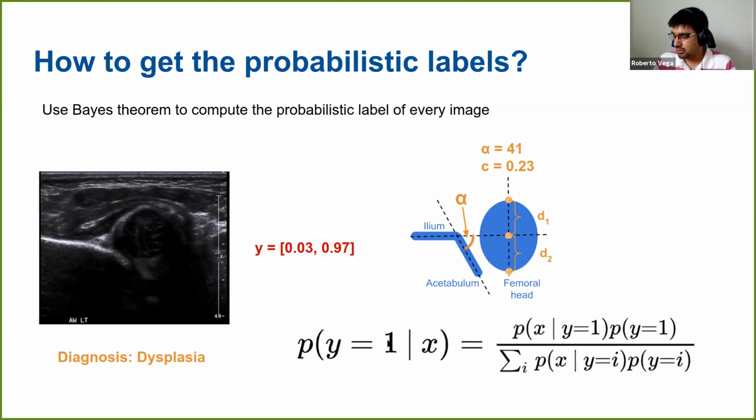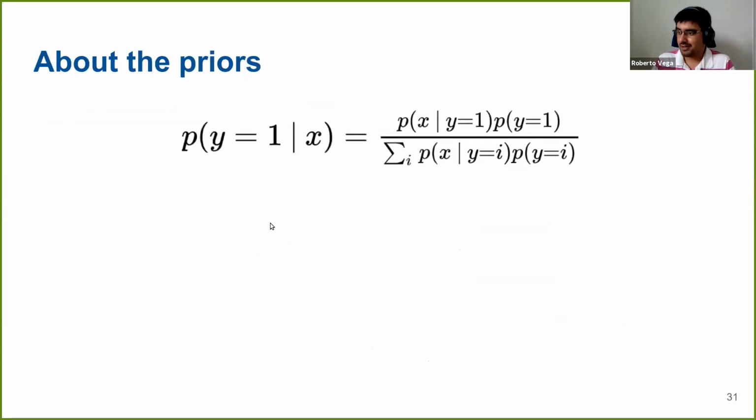So maybe after doing this computation, we find that the probability of y being equal to 1 is 0.97. Since this is a binary classification problem, the other one is 0.03. If this was a multi-class problem, we just have to compute this quantity individually for each of the possible classes, but this works exactly the same. And this is how we can get the entire probabilistic label. Then we can go and do this for the entire data set.